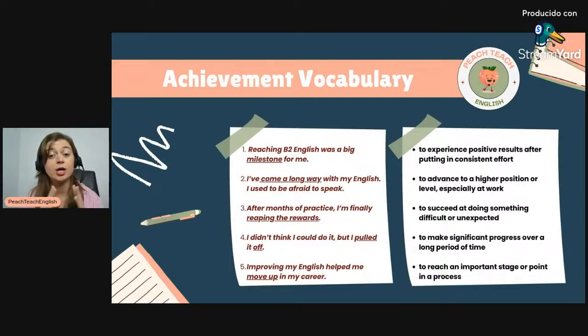I've come a long way with my English. I used to be afraid to speak. So the expression here, guys, is to come a long way. Come a long way. So let's look at those definitions on the right. Which one means come a long way?